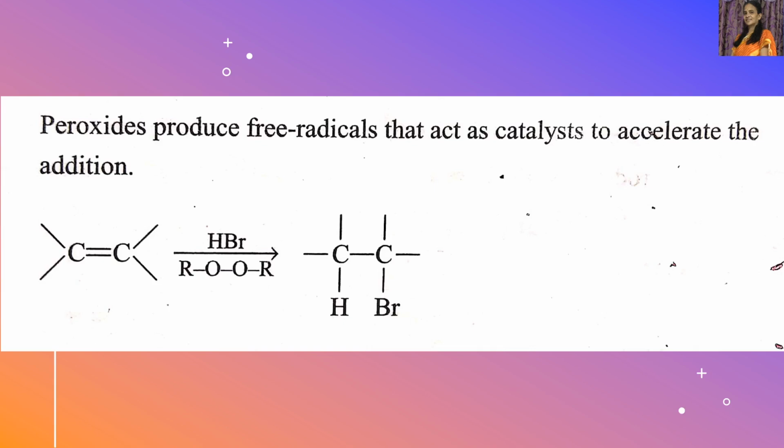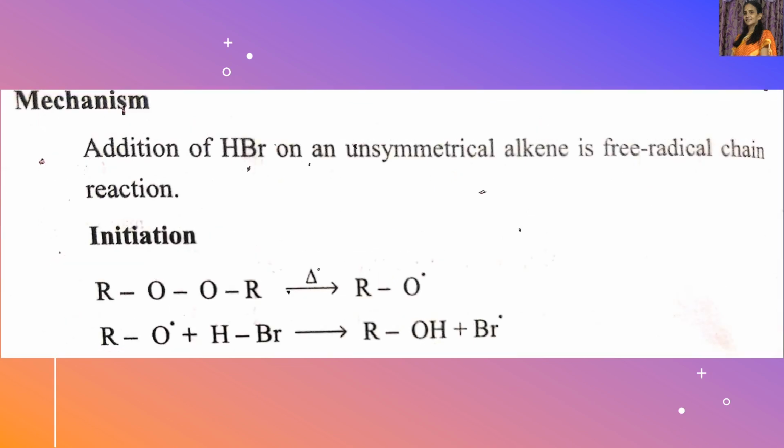Here we did not mention any groups attached to the doubly bonded carbons in this alkene. So let us say the addition takes place like this: H to one carbon, Br to another carbon, and two new sigma bonds are formed, and the pi bond present in the alkene is broken because it is an addition reaction. This addition takes place in the presence of peroxide. This peroxide produces free radicals which act as catalysts and accelerate the addition reaction. Now let us see the mechanism.